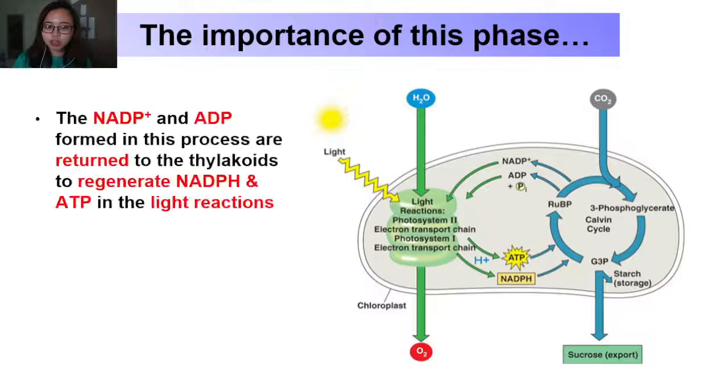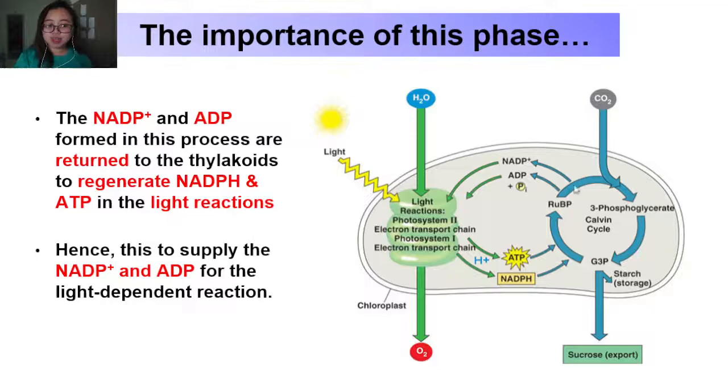The importance of this phase, apa yang dimaksudkan oleh tajuk di sini adalah kepentingan phase 2 of Calvin cycle, kepentingan the reduction part of Calvin cycle. The NADP plus and ADP that is formed in this process are returned to the thylakoids to regenerate NADPH and ATP in the light reactions. Fasa kedua ini penting supaya kita dapat balik NADP plus dan ADP. Kalau kita dapat balik NADP plus dan ADP, kita boleh teruskan untuk light reaction untuk menjana lebih banyak tenaga.